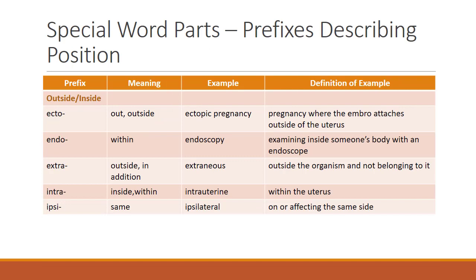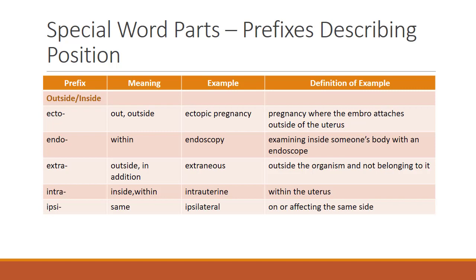And if we're trying to describe outside or inside, we have several prefixes that can be used. Ecto means out or inside. An example of that would be an ectopic pregnancy, which is a pregnancy where the embryo attaches outside of the uterus. The prefix endo means within. An example of this is endoscopy, which is examining inside someone's body with an endoscope.